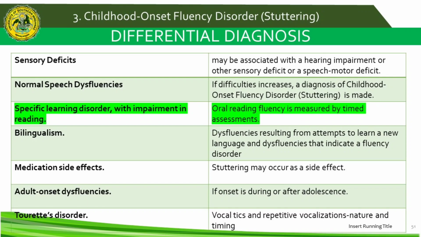Adult onset disfluencies. If onset of disfluencies is during or after adolescence, it is an adult onset disfluency rather than a neurodevelopmental disorder. So, Tourette's disorder. Vocal tics and repetitive vocalizations of Tourette's disorder should be distinguishable from the repetitive sounds of childhood onset fluency disorder by their nature and timing.